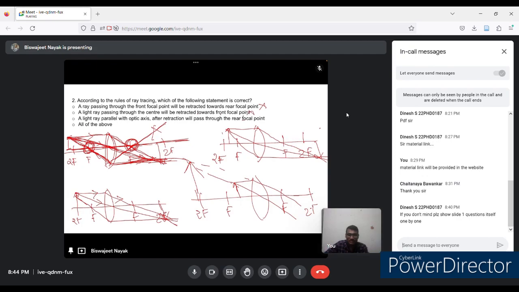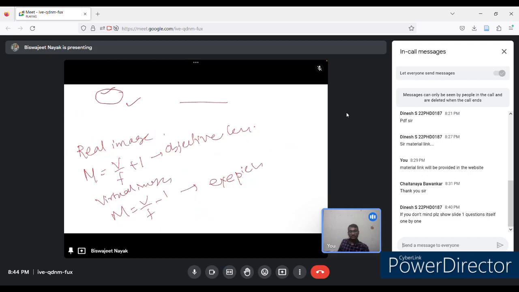A light ray parallel to the optic axis, after refraction, will pass through the real focal point. This is correct. Now I understand, sir. Then next question.